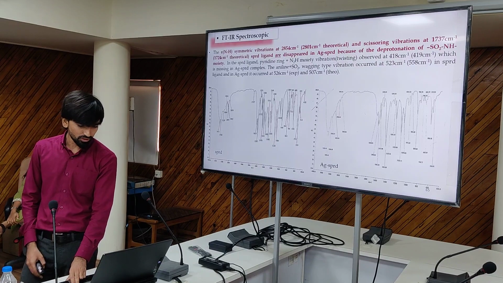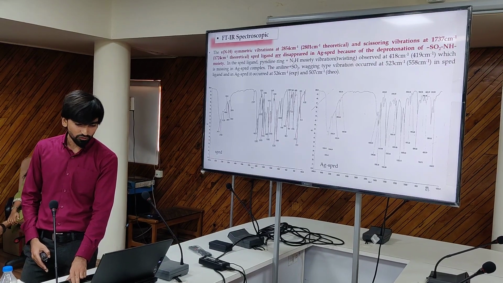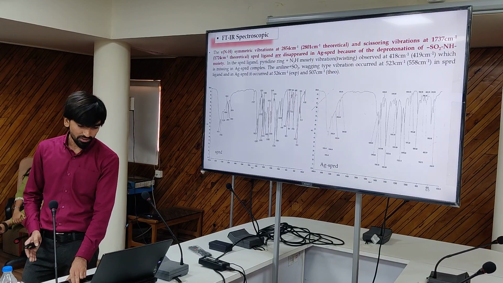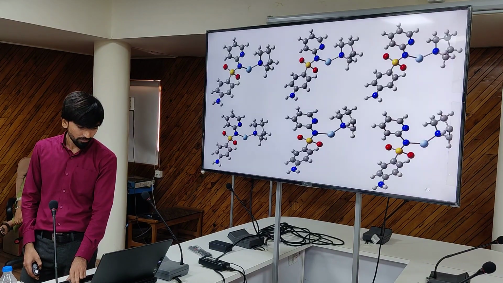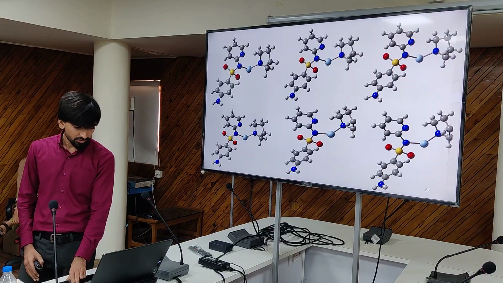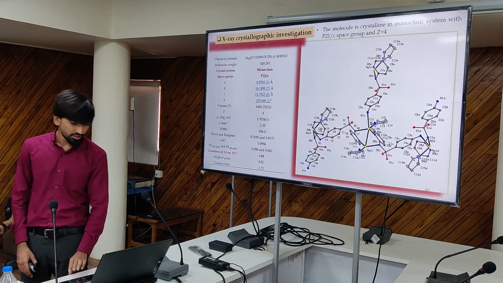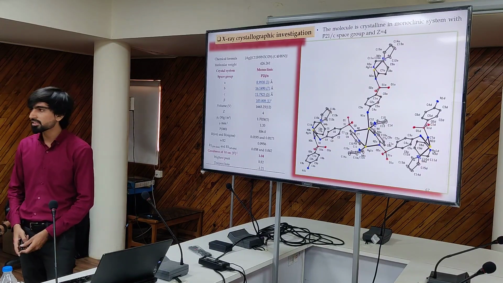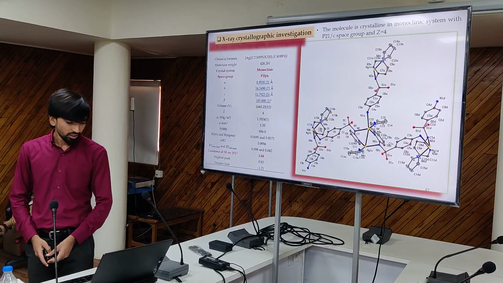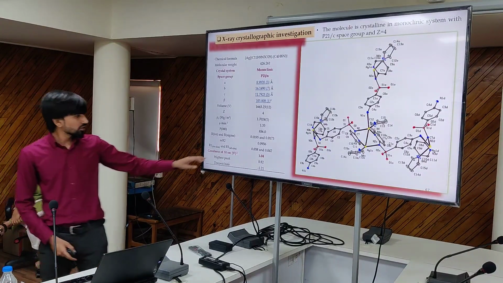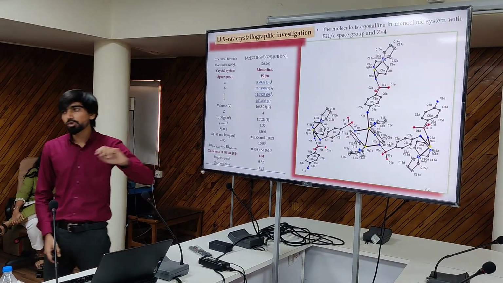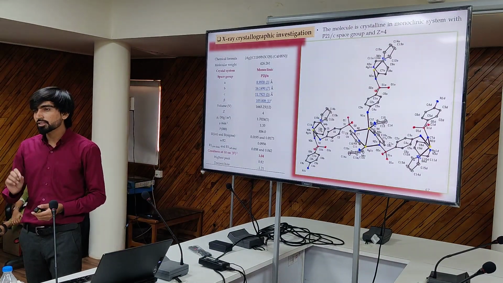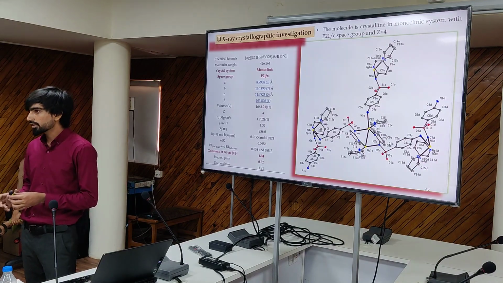From the FTIR spectroscopy, some vibrations are present in the sulfapyridine molecule, and in the metal complex those same vibrations are absent, so it means that the metal is there. These are a few symmetric and asymmetric vibrations. In the X-ray crystallographic investigation, the silver complex of sulfapyridine is crystalline in the monoclinic crystal system with the P21/n space group. And there is one thing, the goodness of fit. This value is around 1.0. Whenever the goodness of fit is around 1.0, it means that the structure is well refined and no residue is left to solve.